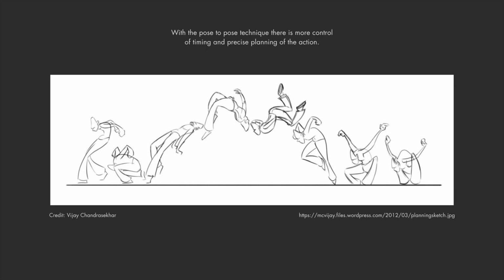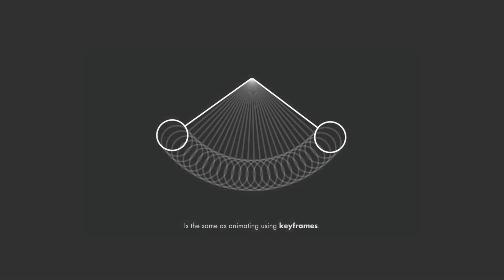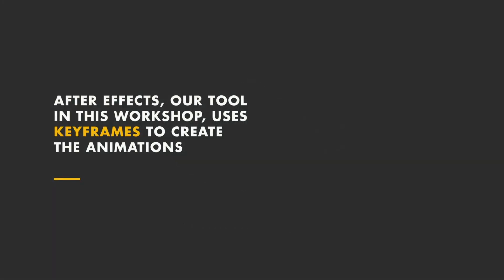It makes you have a stronger planning of the action. You have those points of reference, the keyframes, the poses, the starting and the end point of the transitions. So the pose-to-pose principle of animation is very similar to thinking of keyframes. And the software, like I was mentioning before, makes use of this technique.